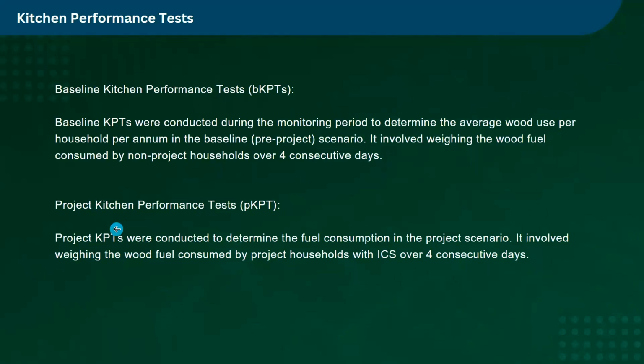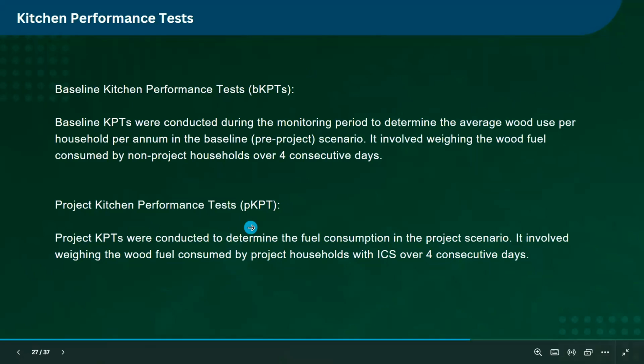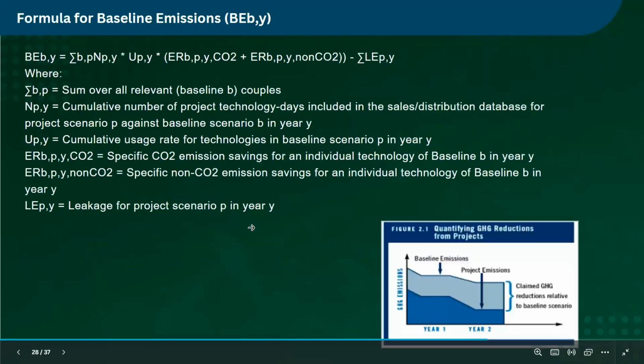Similarly, during the project scenario, we do something called the project kitchen performance test. This also measures the same metric as here, and it is also done over about 4 consecutive days. This can give you some level of estimation for your calculations, one in the baseline scenario and one in the project scenario. Okay, so what we discussed so far is the overall standards, the overall factors we have to consider, and the different aspects of the methodology: one is the baseline methodology and the other is the monitoring methodology.